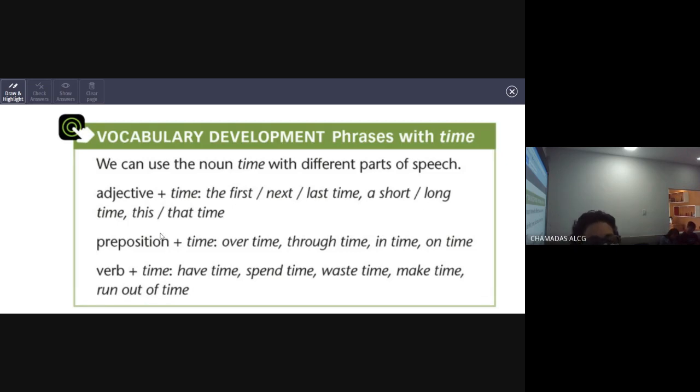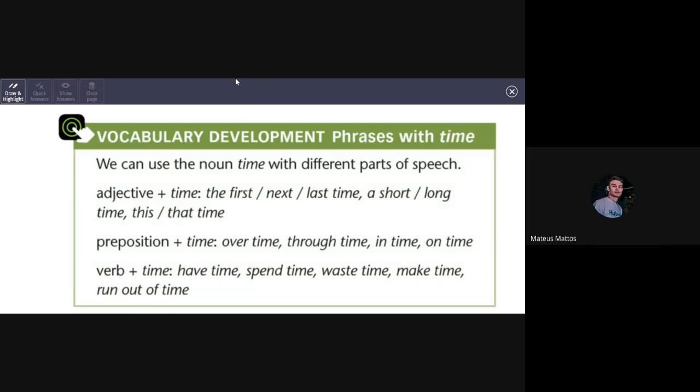We can use a preposition with the word time. Example, overtime, through time, in time, on time. We can also use a verb.